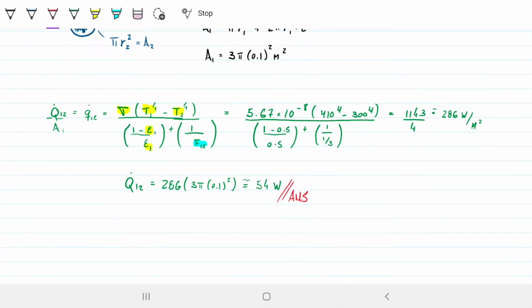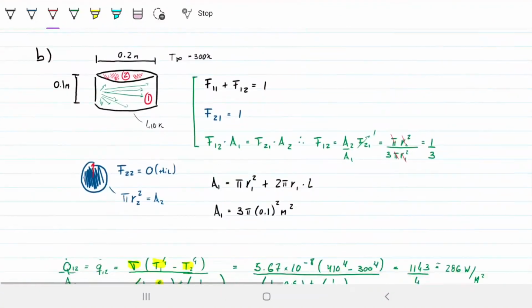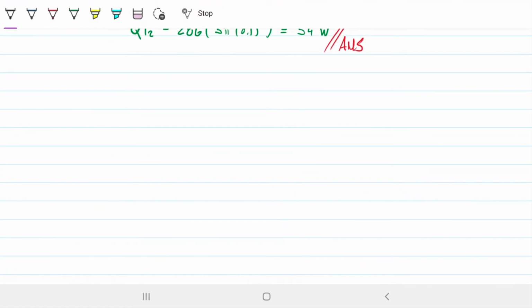What are we missing? Part C asks us to compare. And like I said, it's not clear to me whether we're supposed to compare the hemisphere cavity or the cylindrical cavity. So let's do both, just to play safe. Okay, so if we're comparing with the hemisphere, what we're comparing there is my Q from 1 to 2.